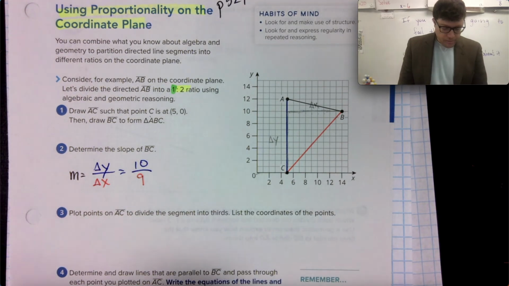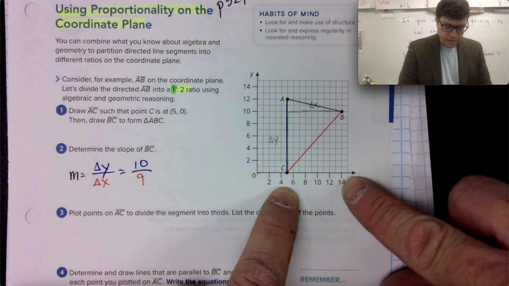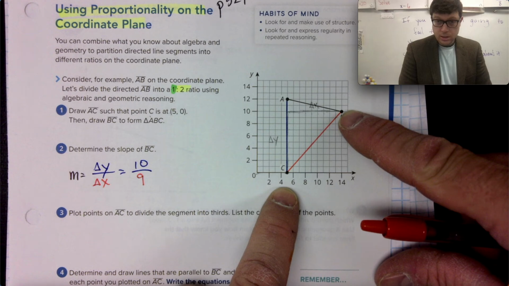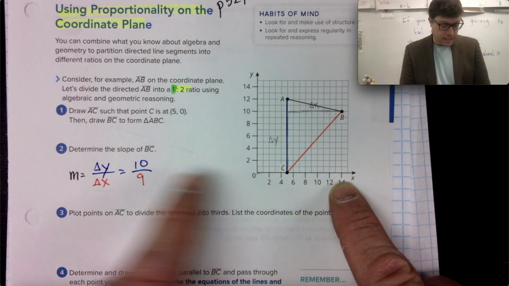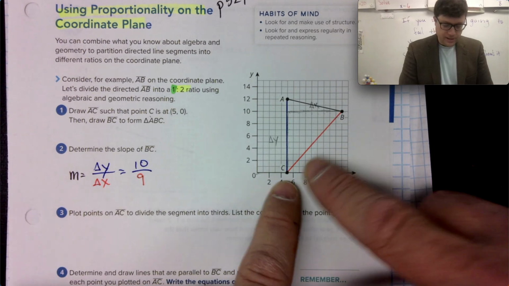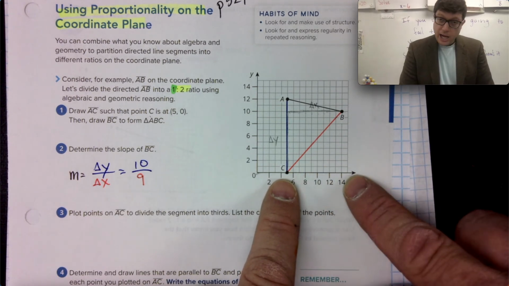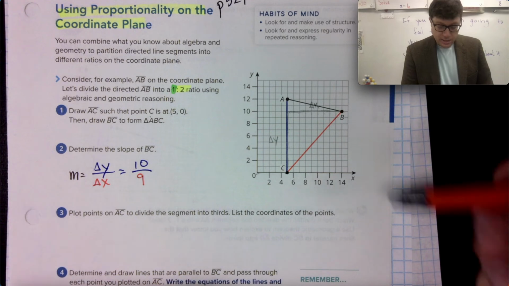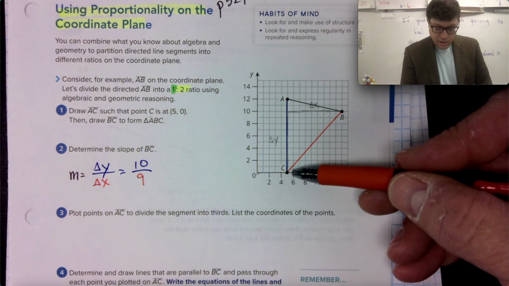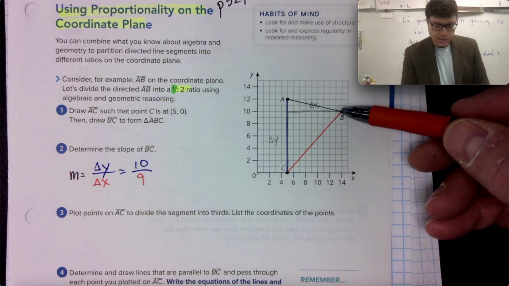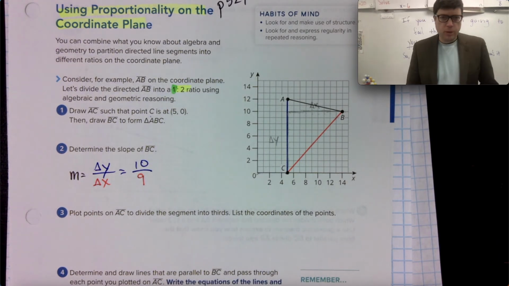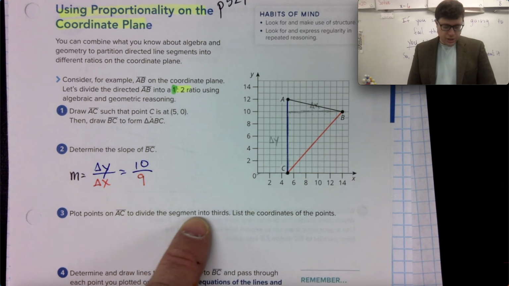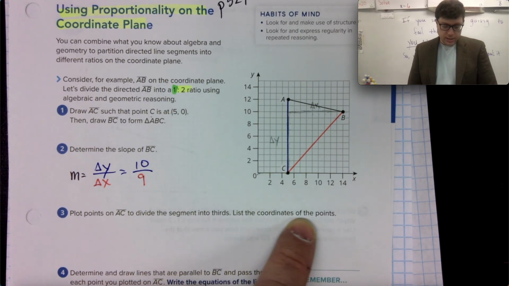I can just confirm that, by the way. B is at an x value of 14. And if I started at 5 and counted up to 14, I would be counting 9 spaces. So if I start at 5, I'm going to count up 9, and I'm going to end at 14. Likewise, B is at a height of 10. If I start at 0 and count up 10, I get to a height of 10. So that's the 10 in the top of the fraction. Plot points on AC to divide the segment into thirds, and then list the coordinates of the points.